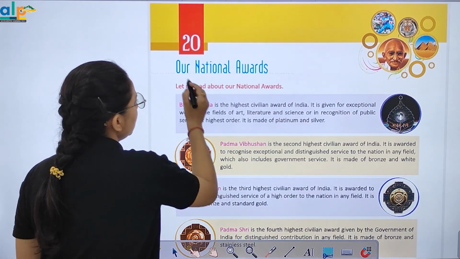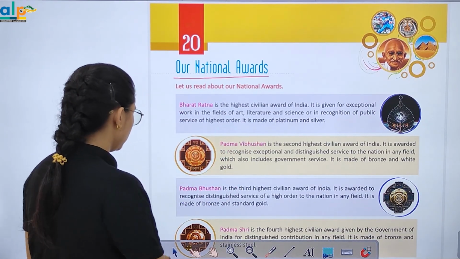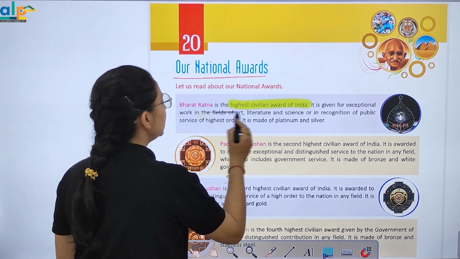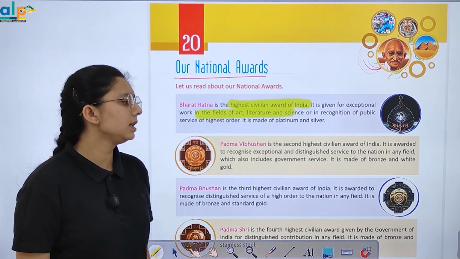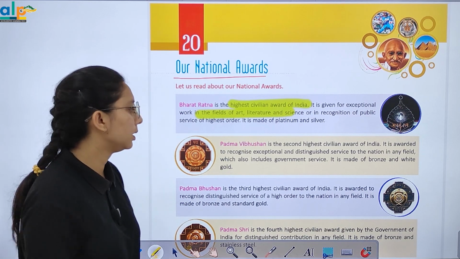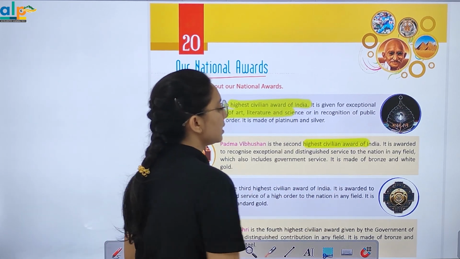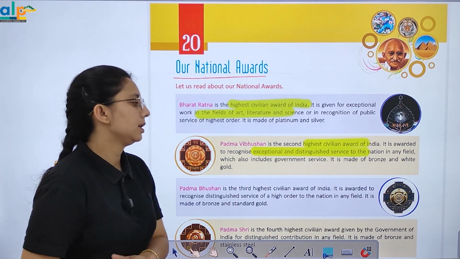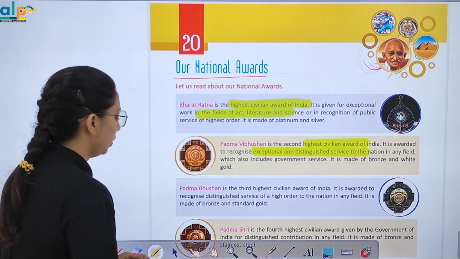Let's move to chapter number 20, our national awards. So first is Bharat Ratna, the highest civilian award of India, given in the field of art, literature, science, right? And it is made of platinum or silver. Padma Vibhushan is the second highest, awarded to recognize exceptional and distinguished service to the nation. It is made of bronze and white gold.